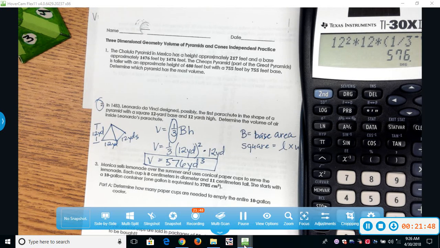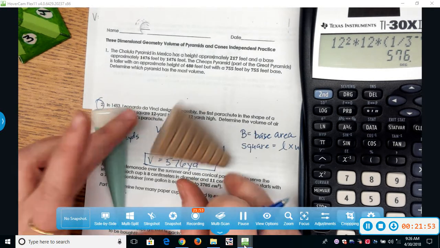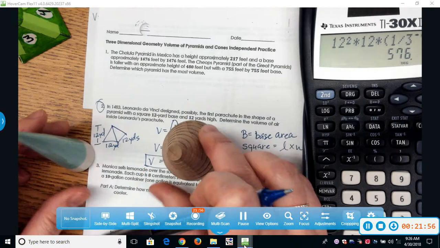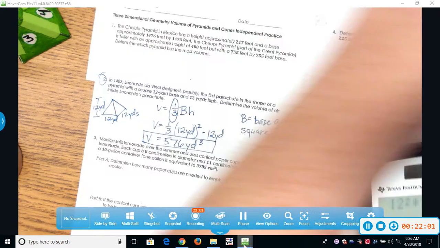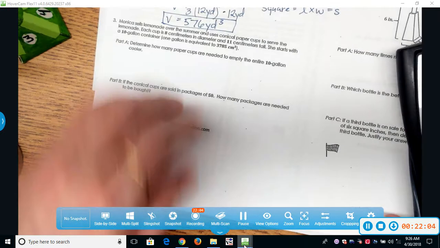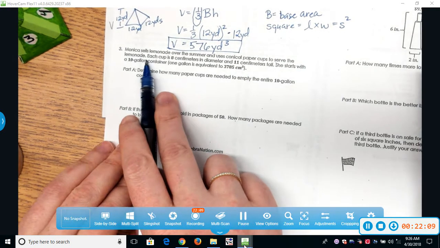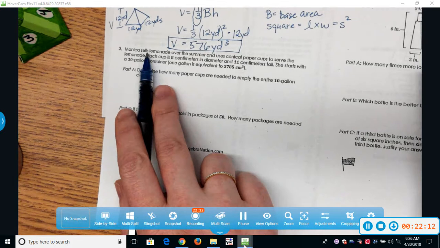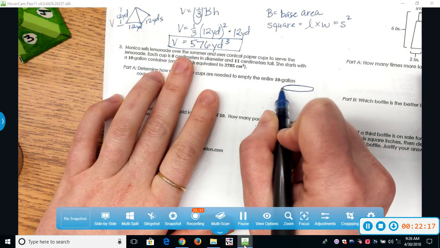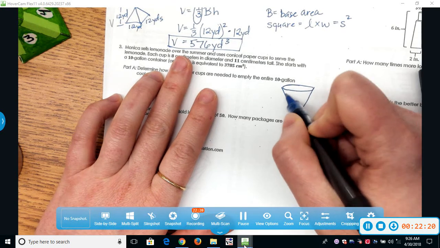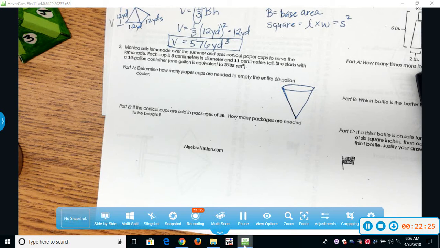All right, we would also like to look at cones. Think ice cream cones. There aren't a lot of real world examples. But the next one, number 3, is a cone. So we're going to do that one. Number 3. You have Monica, who sells lemonade over the summer, and she uses conical paper cups. This was like a big thing in the 90s. Water fountains and conical cups. Okay, all right, golf courses still use them.